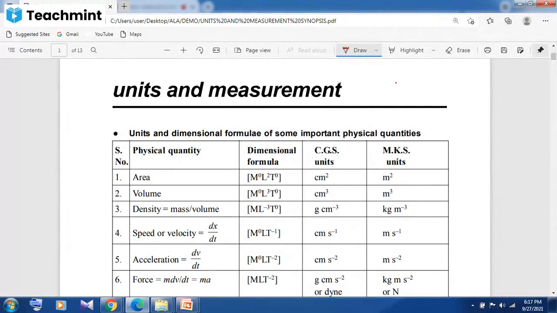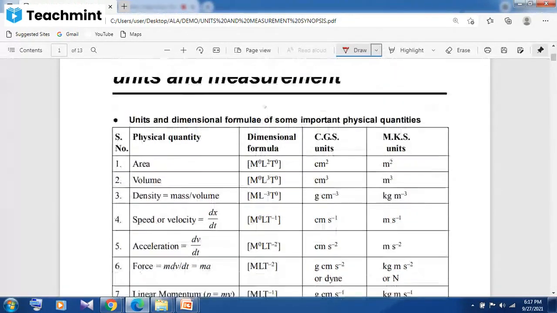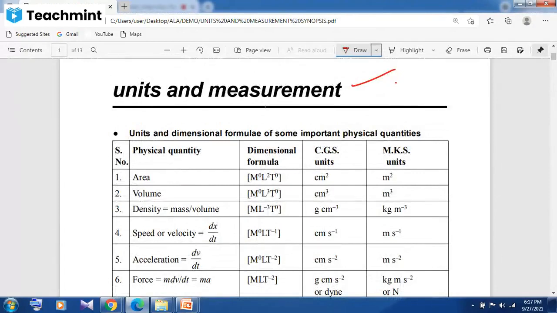So today's topic is units and measurement. You might already know this, you have studied it, and a few students, I think, recently discussed it in college. So units and measurement. What is a unit? Can you tell me? Anwar, Swadik, you tell me, what is a unit?